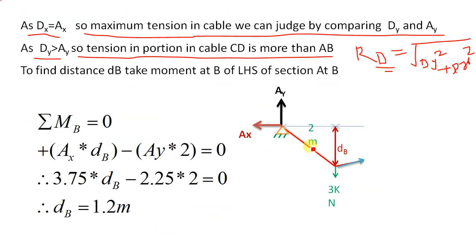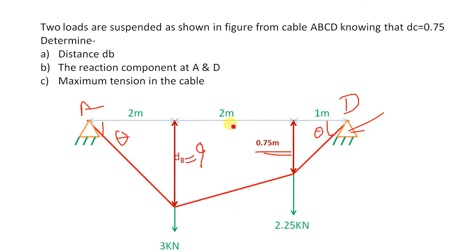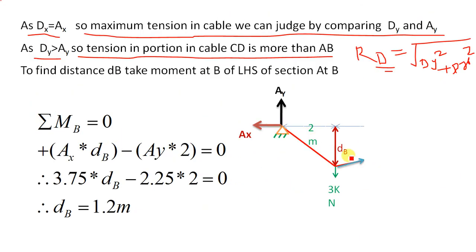Now we have to find this vertical distance. For that I have cut this cable at this point B, at joint B. I have cut the cable and taken the equilibrium of the left hand side of the section, the left hand side of the cable from joint B. Now at joint B there are two unknowns, but they are passing through the point. This is your point B.